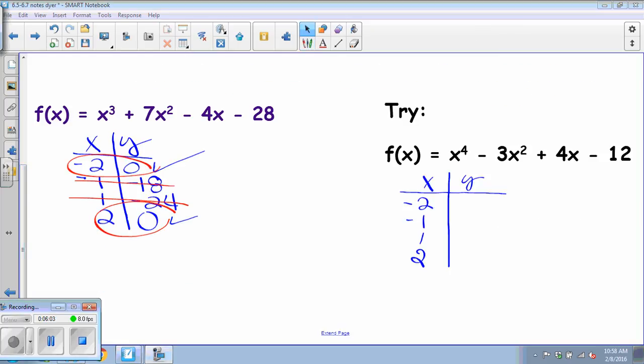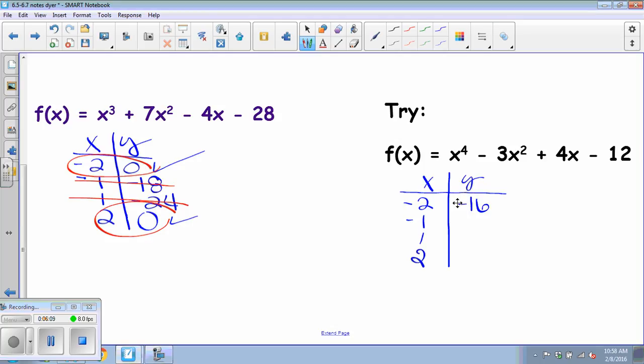Okay, what is my y value at x equals -2? So is that a solution? No. What is my y value at x equals -1? -18. Is that a solution? No. What is my y value at x equals 1? Is that a solution? And what is my y value when x equals 2?